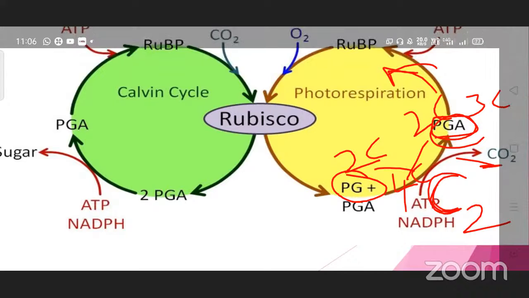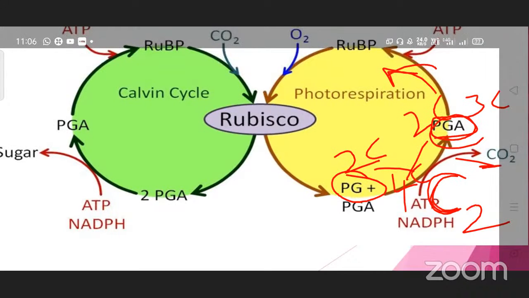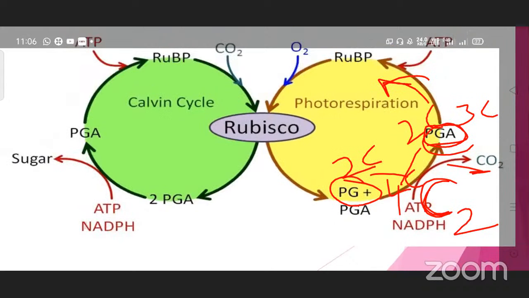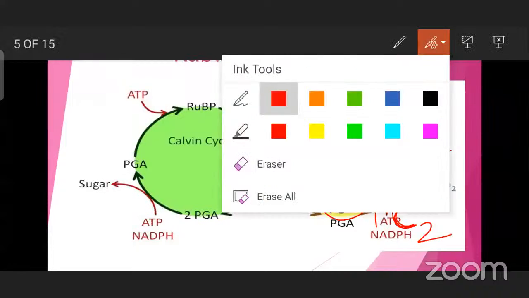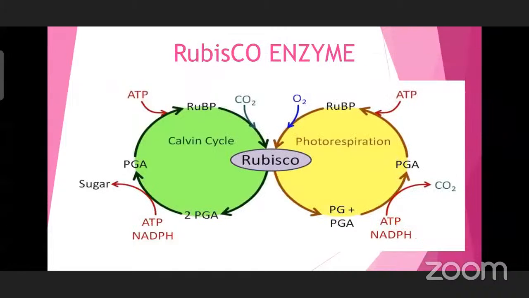So remember that this is a wasteful process, because simply it is utilizing ATP and NADPH, as well as liberating carbon dioxide. This carbon also is going to get utilized in photosynthesis again. So 2-phosphoglycolate, a 2 carbon compound, is going to become phosphoglyceric acid. This is the photorespiration phase where the C2 cycle is going to take place, that you are going to learn.